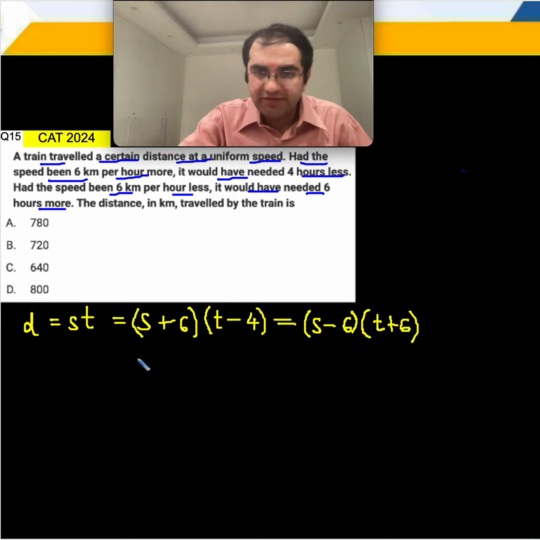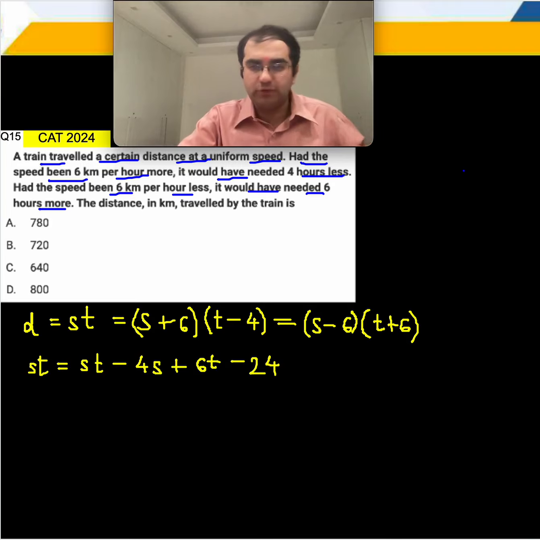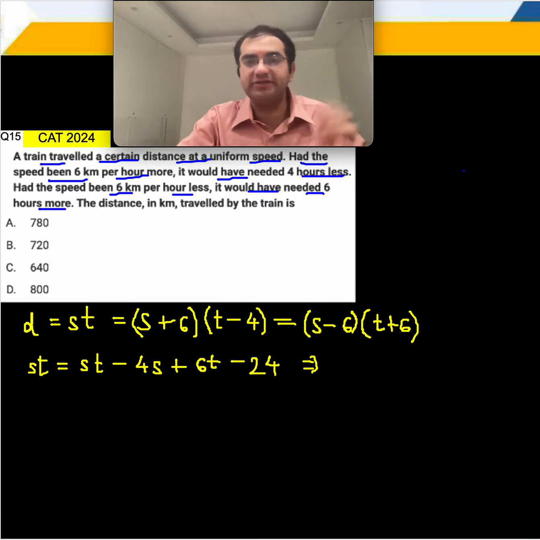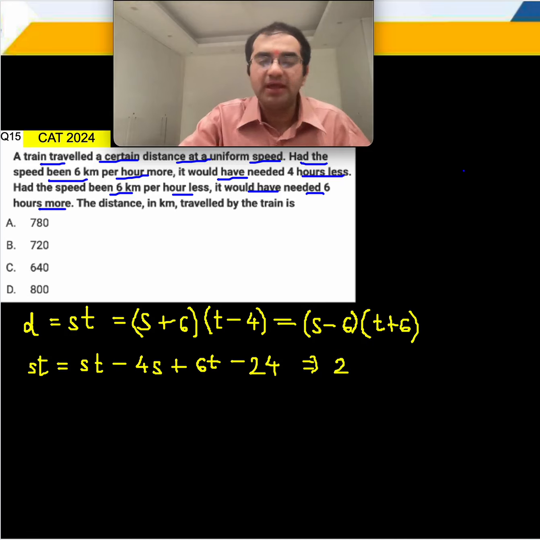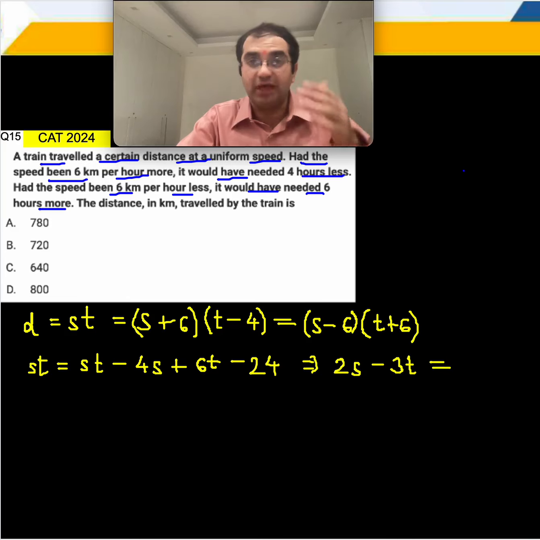So now I'll take the first two and expand them. That's st minus 4s plus 6t minus 24. st cancels. Then I'll take 4s and 6t to that side and divide by 2. Simplification basically. So you get 2s minus 3t, and minus 24 is still on the other side, which after dividing by 2 becomes minus 12.